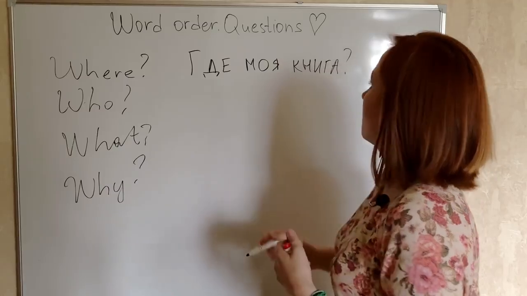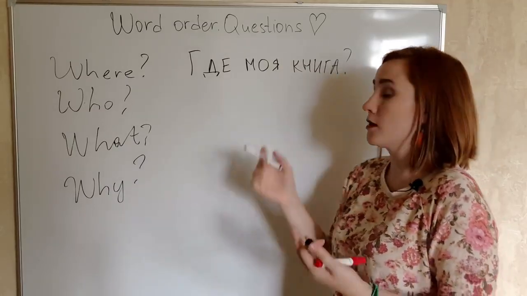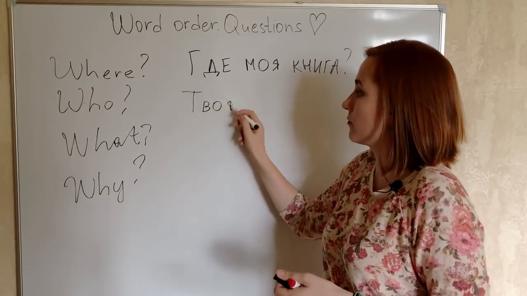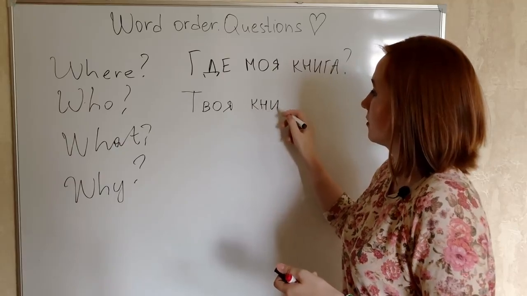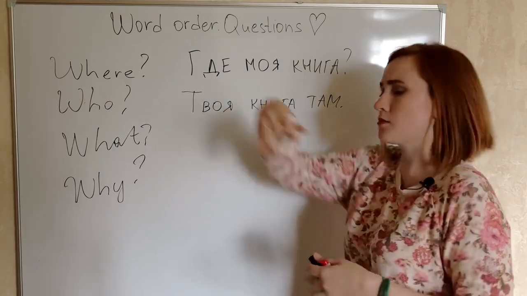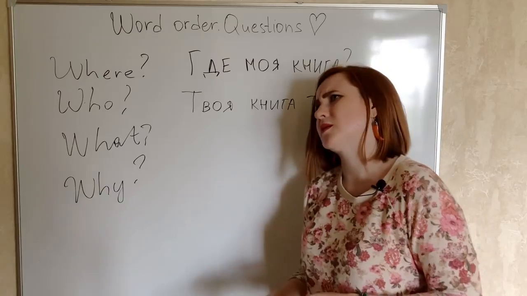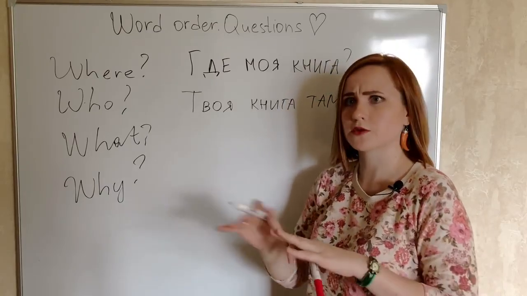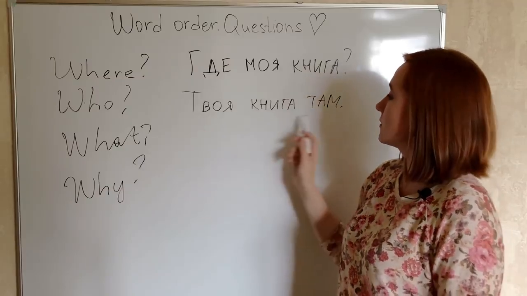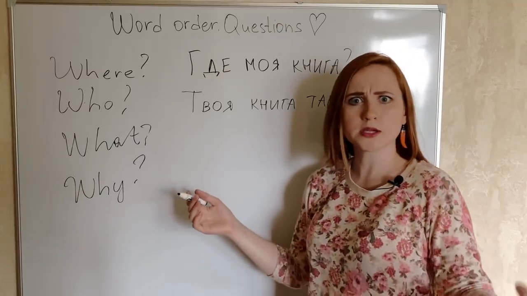Книга. Where is my book? Где моя книга? And you answer, твоя книга там. Там, on the table of that girl who's doing nails. How do you say it? To manicure. That's what Russian girls like to do at work. Твоя книга там. Or, where are my dragons?